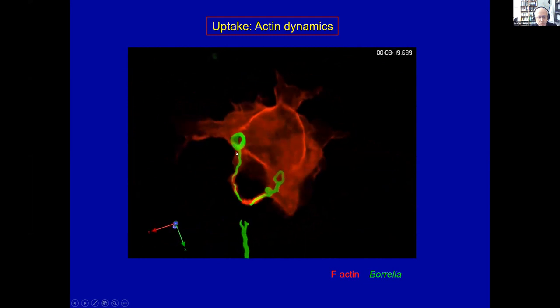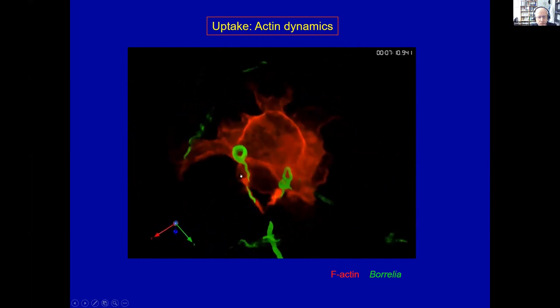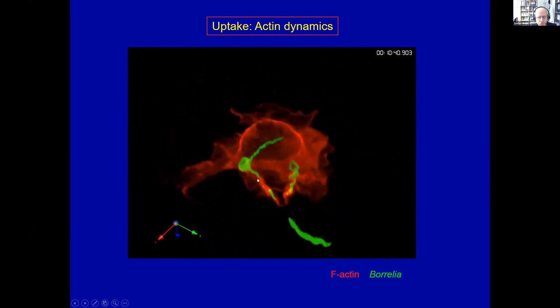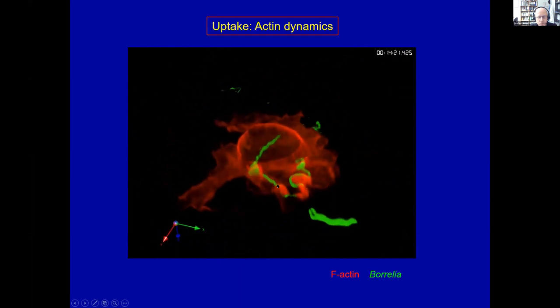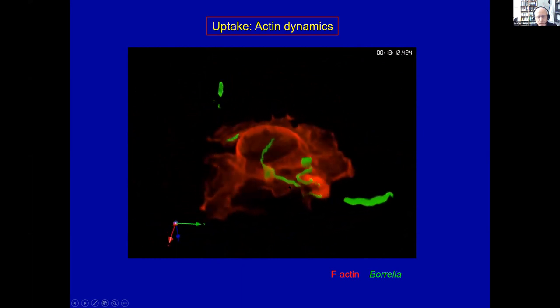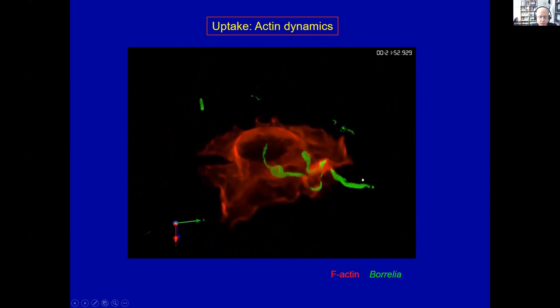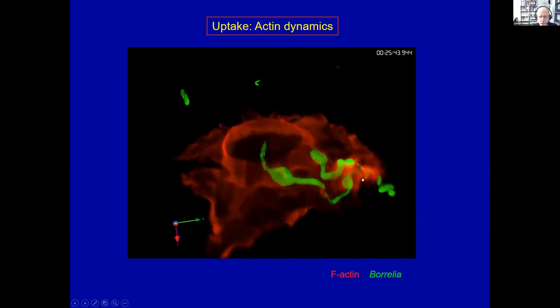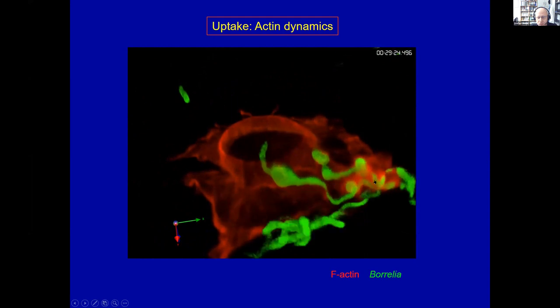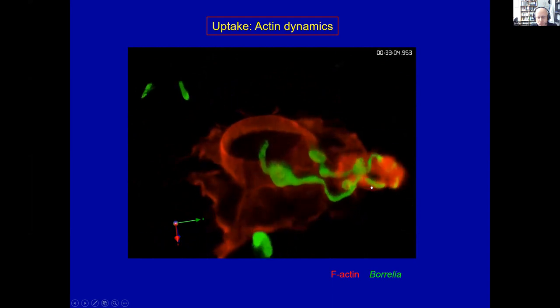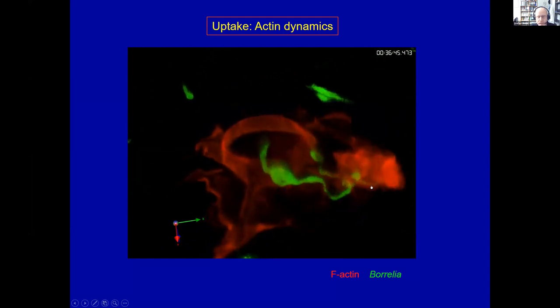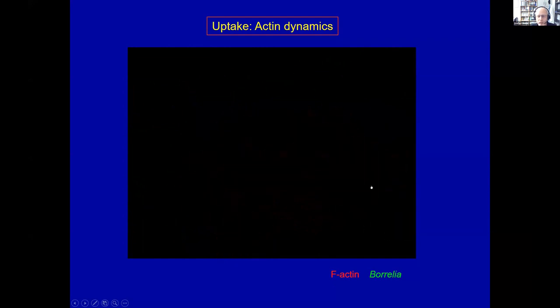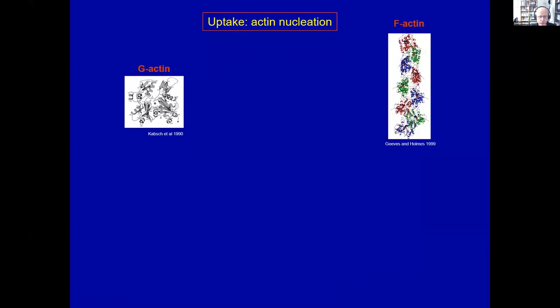What you can see here is that they're being enwrapped in actin-rich protrusions that really wrap around the helical shape of the spirochete. This is what has classically been referred to as a coiling pseudopod. And you see that there's actually lots of dynamics going on. The F-actin, the filamentous actin, is constantly being newly formed and also degraded. So F-actin dynamics are really important for the uptake and internalization of Borrelia.